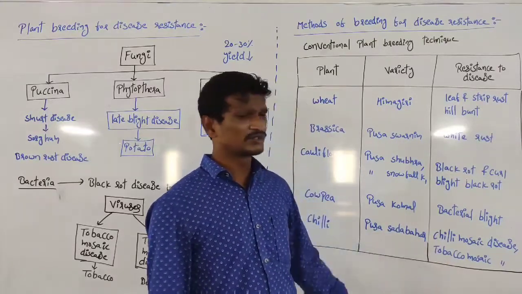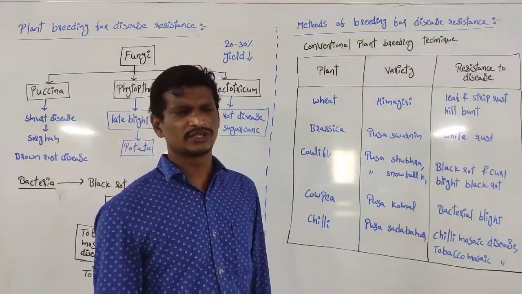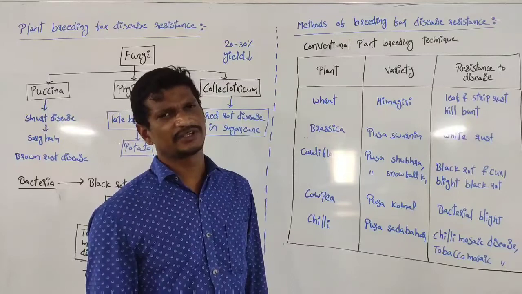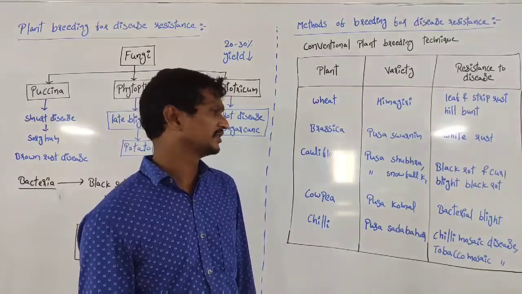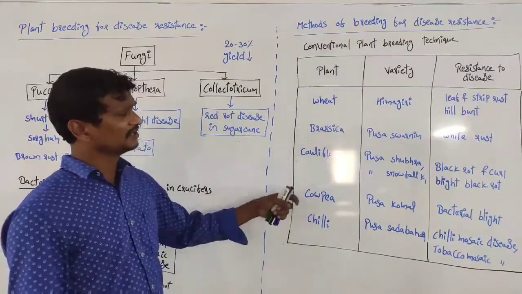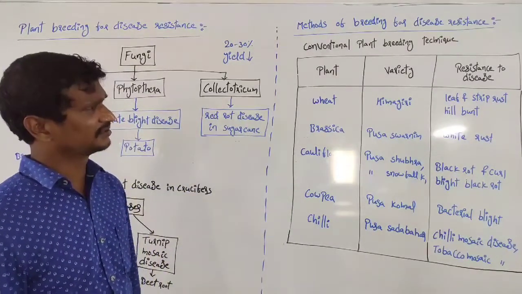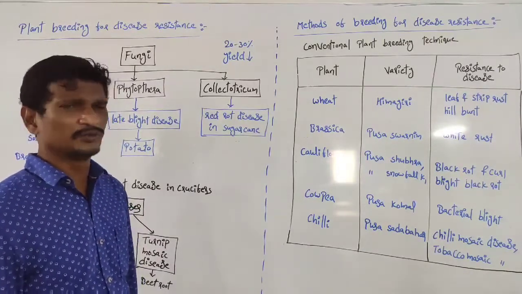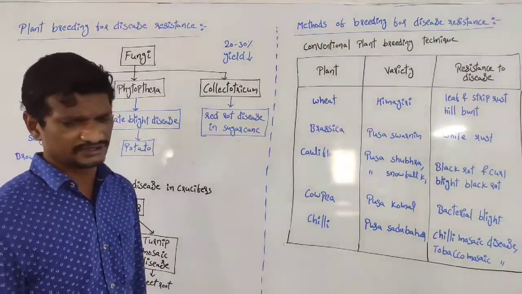And see, tobacco mosaic virus not only acts on the tobacco plant, some other plants are also affected. Right? So that is about the different types of disease-resistant plants. And next we will discuss the production of mutational plants. Right?